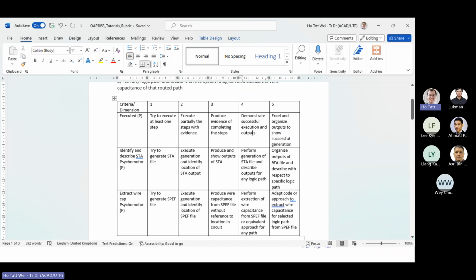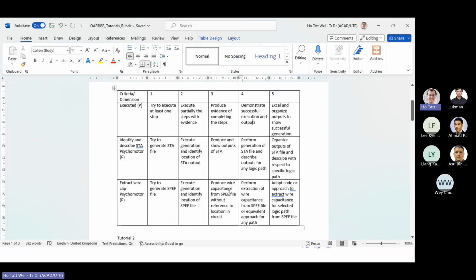But if you take some pains, you actually say, okay, this is static timing analysis, this is the path, this is the input, this is the output, here's the location of the path, these are the components of the static timing analysis. It's got the slack, and this is what the slack means. It's got the skew, this is what the skew means and all that. That's a 5.